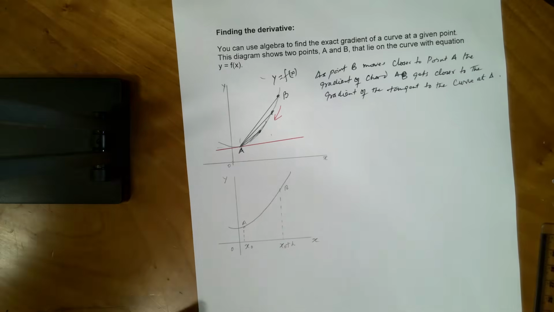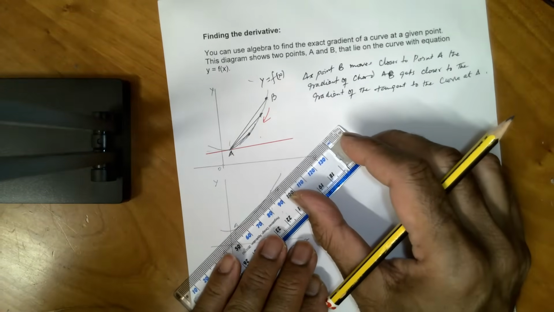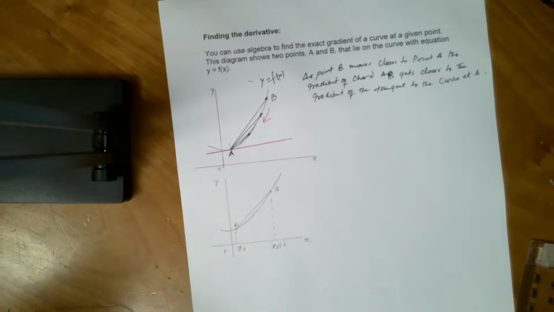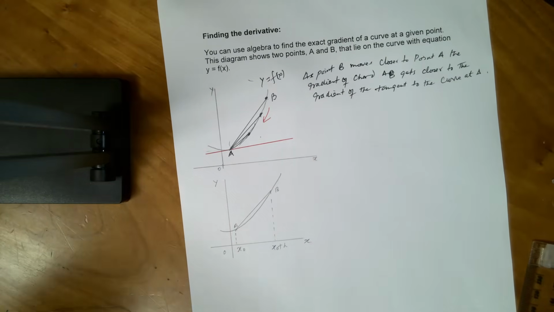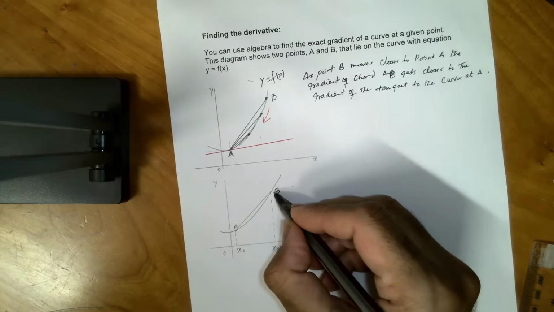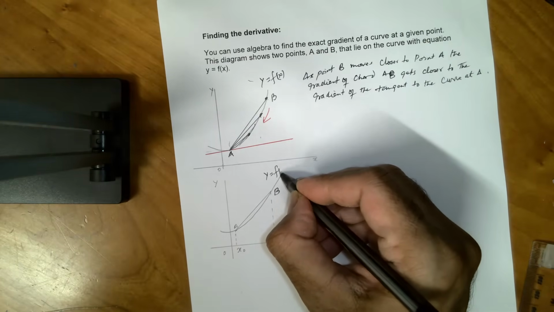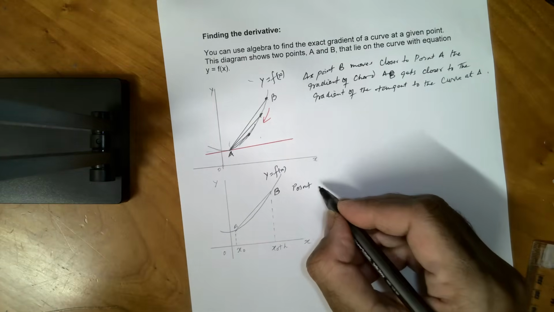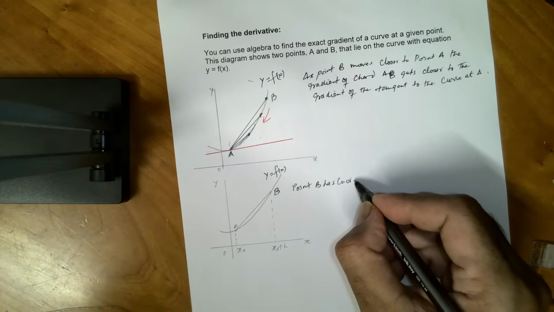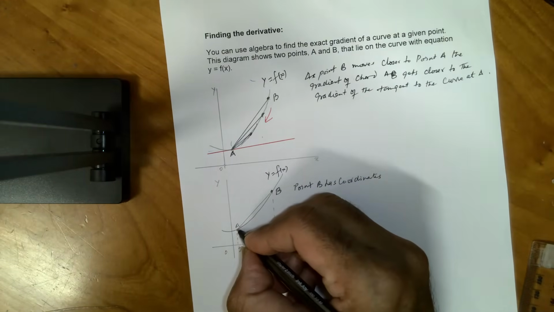Let's join A to B with the chord. And that is your curve y equals f(x). Let me give you the coordinates of point B. What coordinates does this point B have?